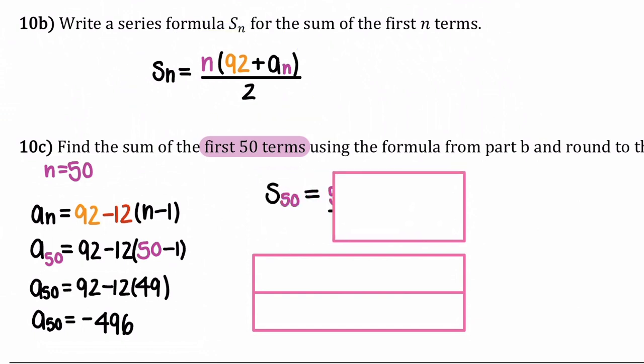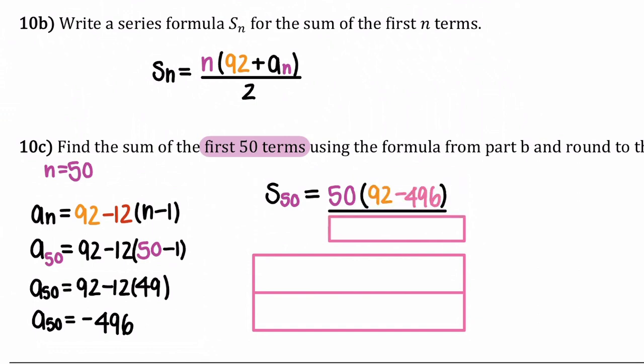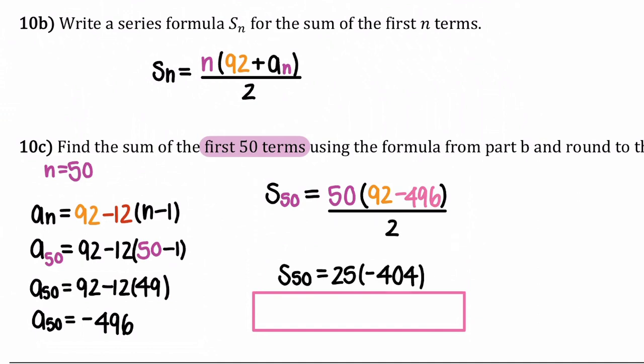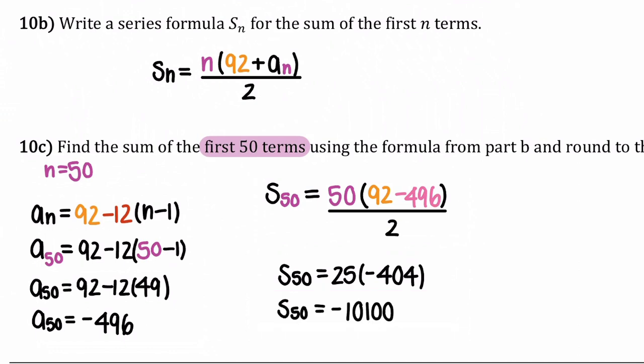So the sum of the first 50 terms is the same thing as 50 times 92 plus negative 496. So again, adding a negative number is the same thing as subtracting, dividing by 2. And continuing further gives us our final answer of negative 10,100.